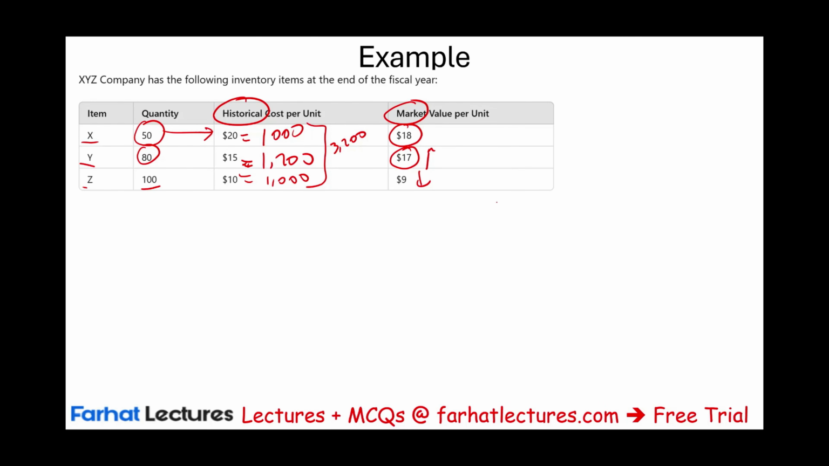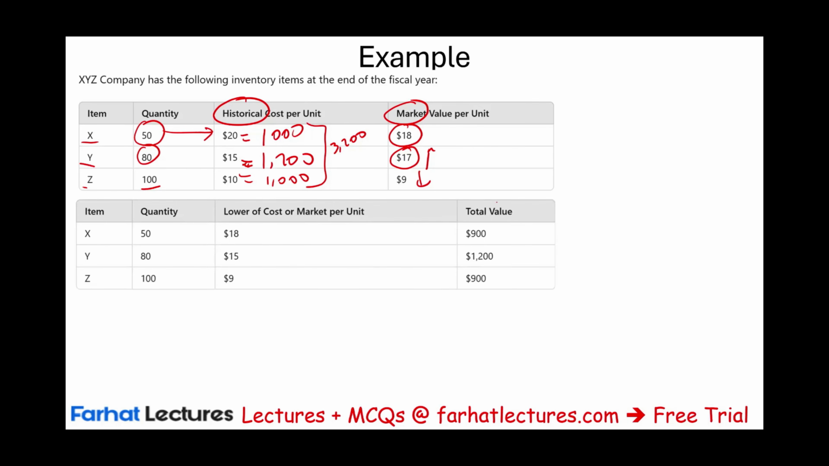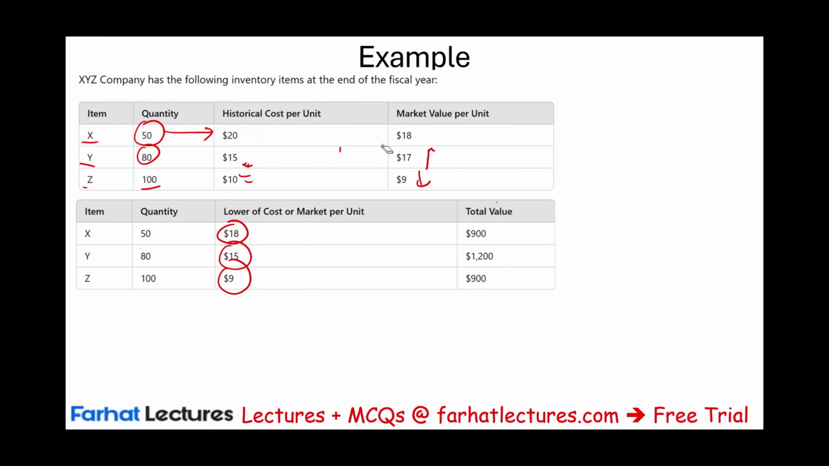So, X, do we report it at 18 or do we report it at 20? You guessed it. We report it at 18. Y, do we report it at 15 or 17? Lower of cost or market, lower is 15. Z, is it 10 or is it 9? Lower is 9. We report it at the lower of each, and the lower is 18, 15, and 9. Now, remember the historical cost was $3,200.